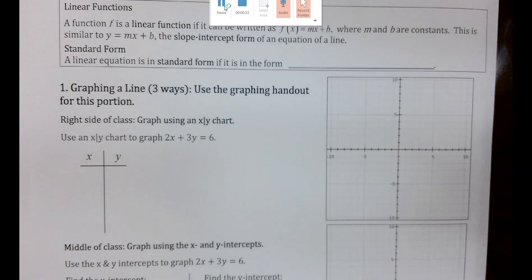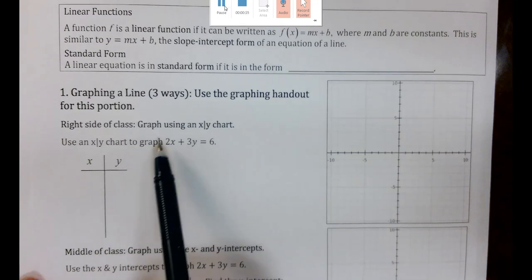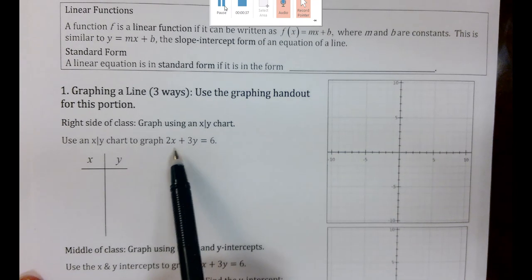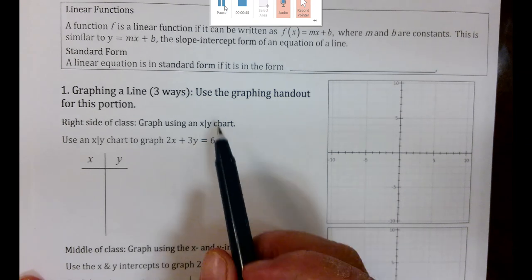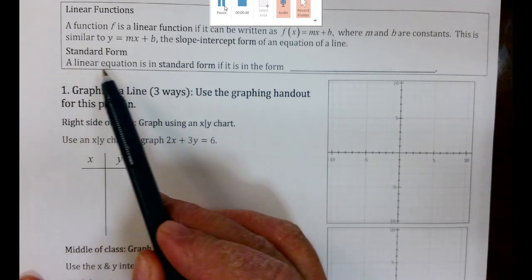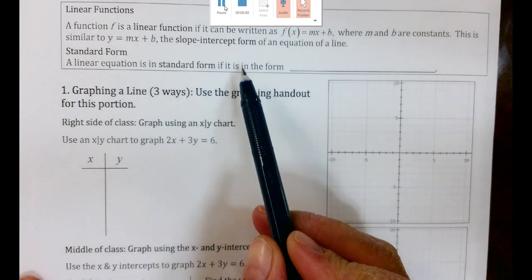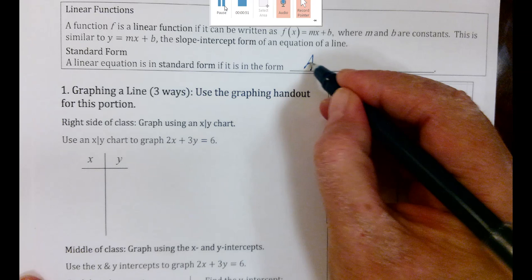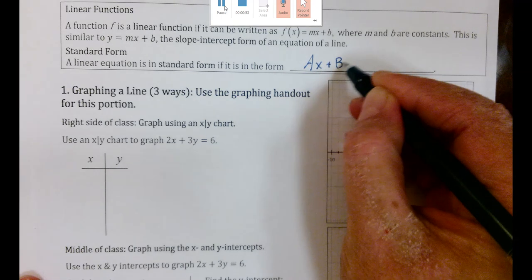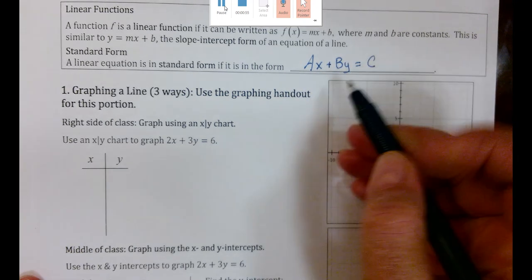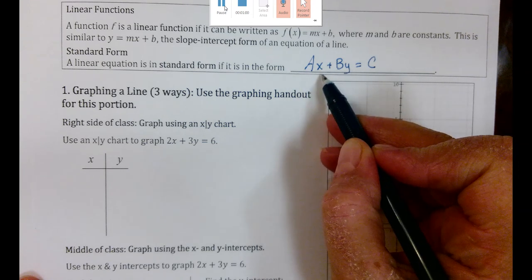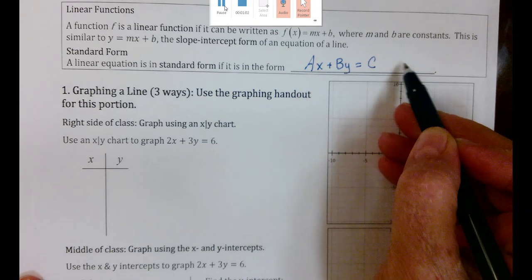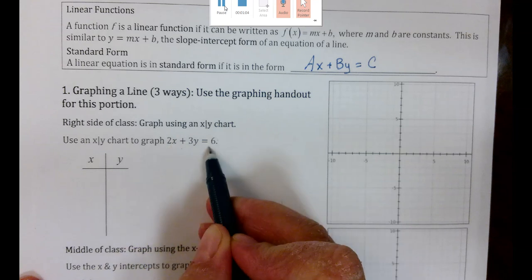Okay, so this particular linear equation is actually in standard form. You can see right here, a linear equation is in standard form if it is in the form ax plus by equals c. So ax and by are on the left, and your constant is on the right, and that's the format that we have here.